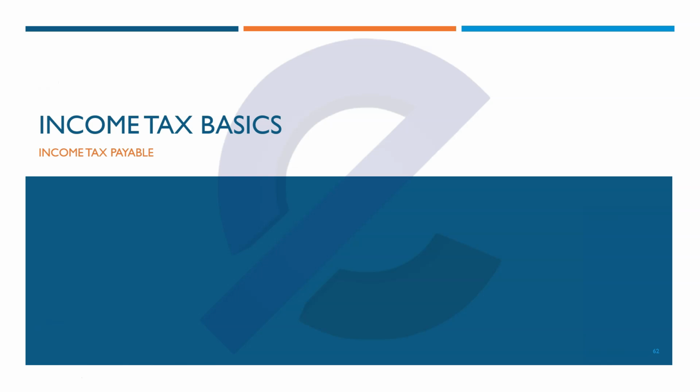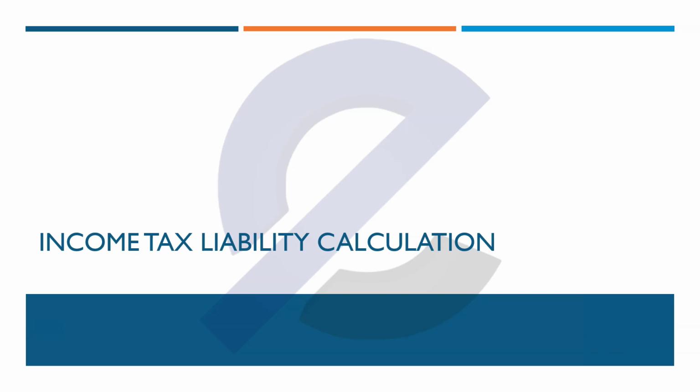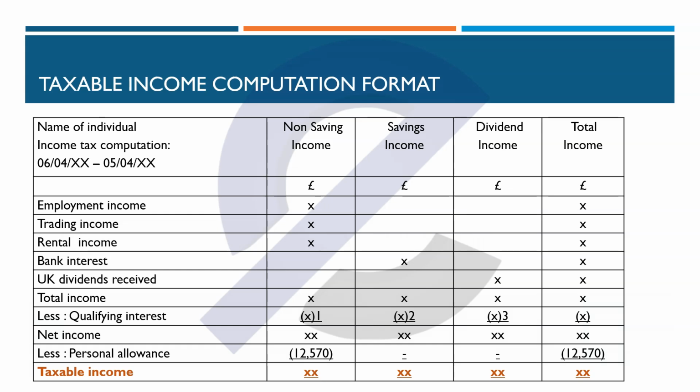Having covered some of the basic elements of the taxable income computation, let's now move on to the tax calculation for a UK resident for a tax year. For this, we will first need to establish the tax liability of the individual. To do this, we'll arrive at the taxable income of the individual using the income tax computation format already shared.